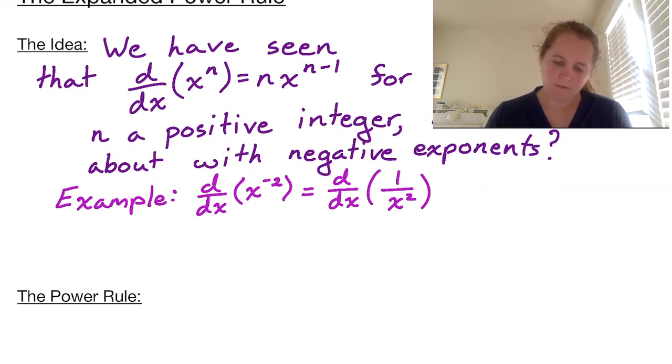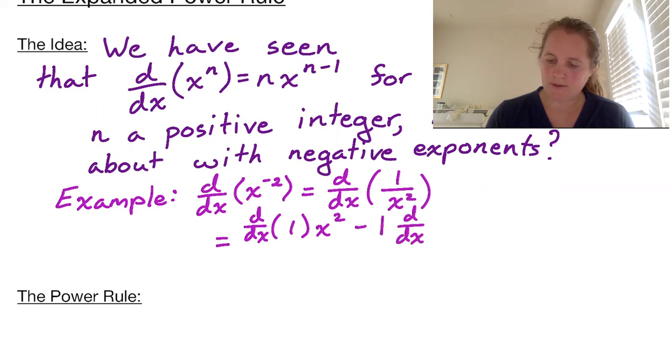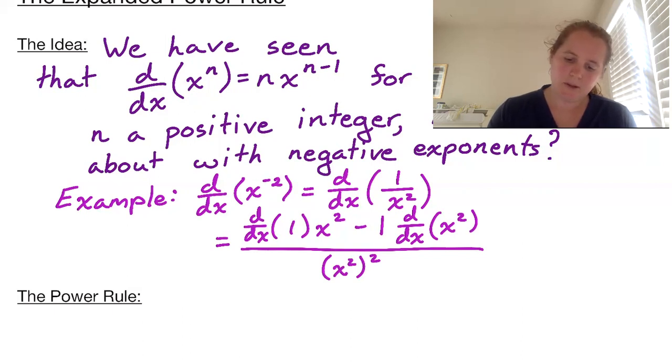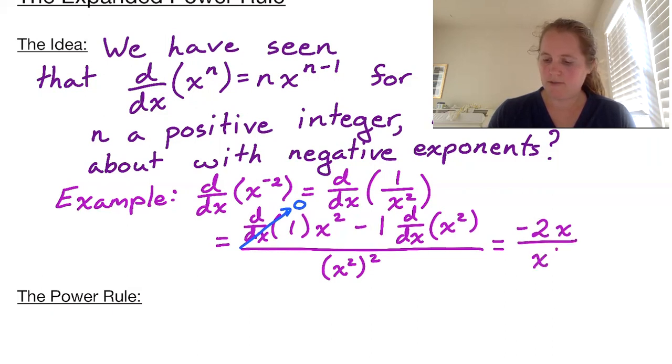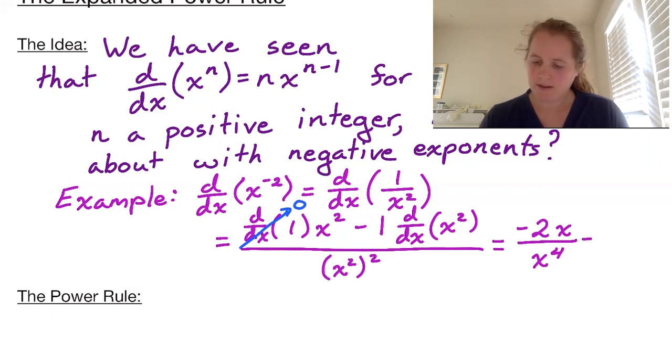So the quotient rule, we would do the derivative of the first, so derivative of the top times the bottom minus the first times the derivative of the second, all over the second squared. But the derivative of 1 is just 0. So this first term is going to go to 0. And so we have negative 2x all over x to the 4th. But if we simplify that, that is just negative 2x to the negative 3rd power.